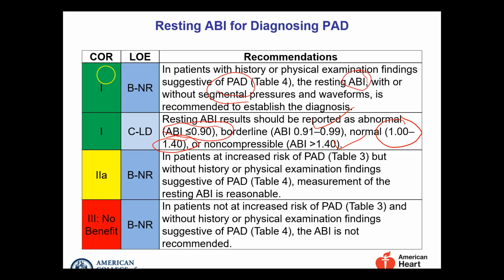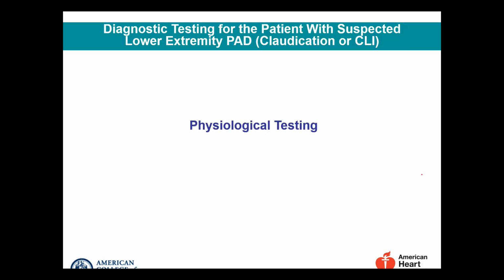Okay, so this gives you the category 1. So this is pretty good. And these are pretty good suggestions, although this says no benefit. But again, you would just order an ankle brachial index and understand what the results mean.